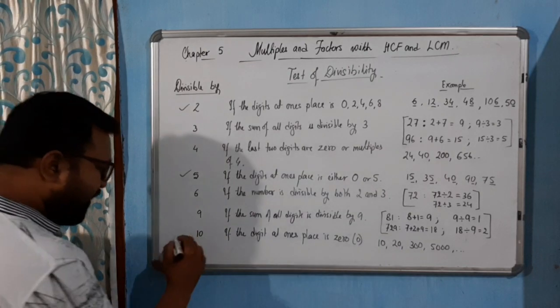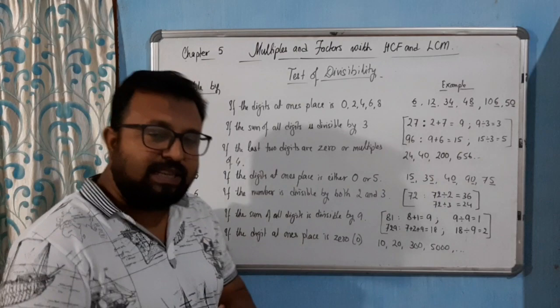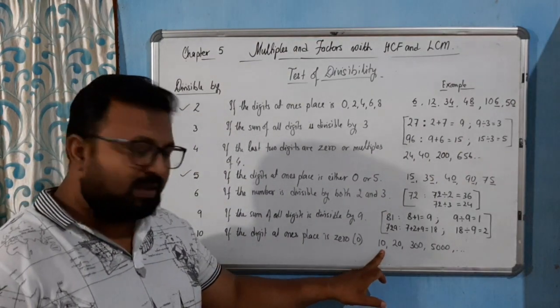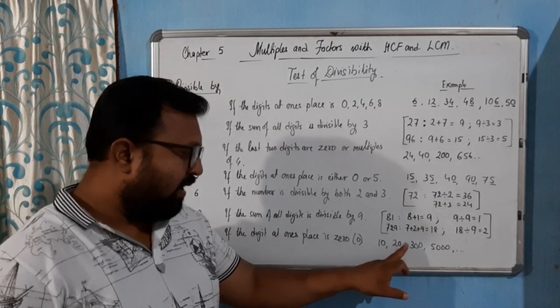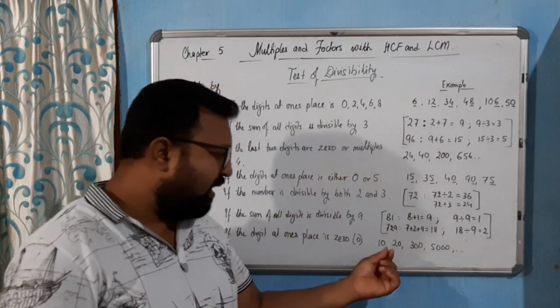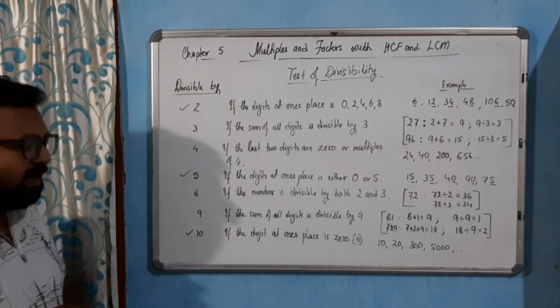Now come to 10. It's very easy also. In 10 also, if you get 0 in the ones place, like 10, 20, 300, 5000, whatever. If you get 0 in the ones place, then that number is divisible by 10.